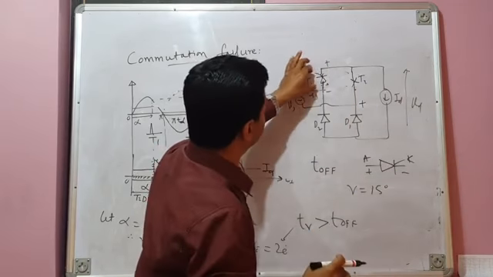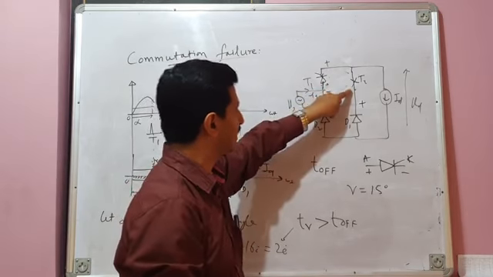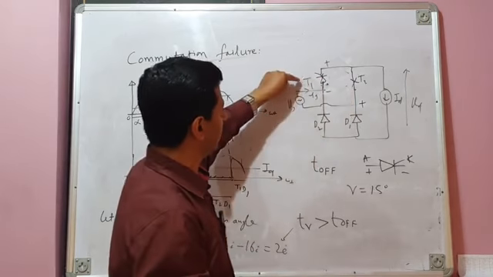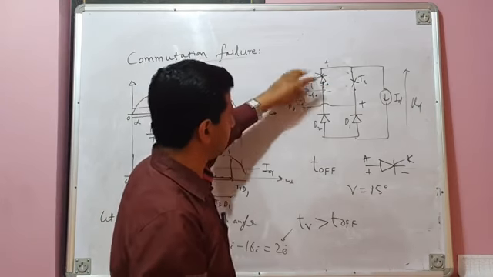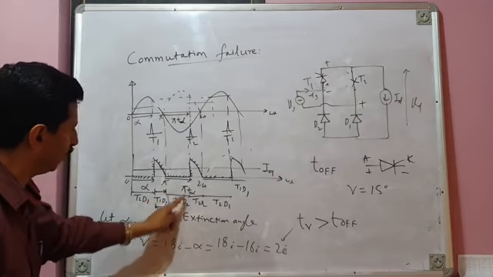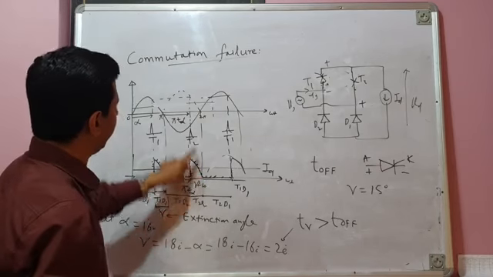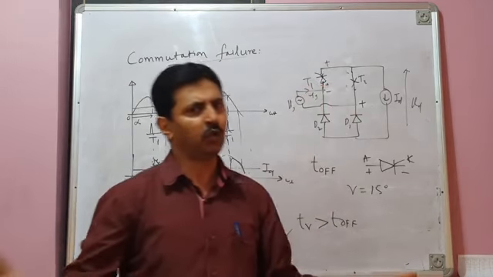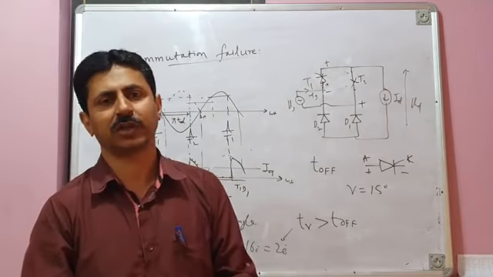And what happens to T1? T1 was previously conducting. It is immediately reverse biased. So the firing of the incoming device causes reverse bias across the outgoing device, or the firing of the incoming device causes turning off of the outgoing device. Now, by the firing of T2, T1 gets reverse biased and turns off. So T1 turns off here and T2 turns on. Now how much is this gamma? For how much time is this reverse bias applied across T1? For the same period, 20 degrees, which is greater than the turn off time of T1. No problem. T1 gets sufficient time to turn off, and it regains forward voltage blocking capability.